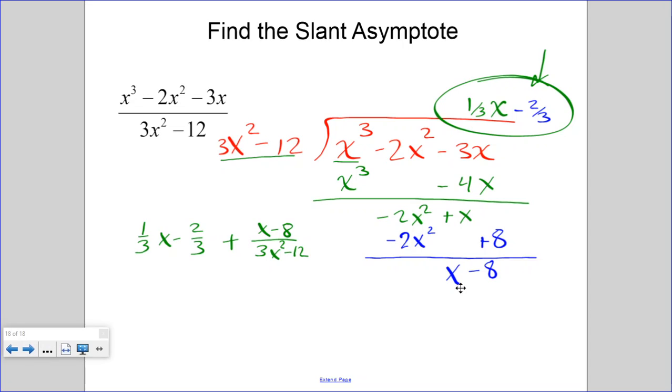Again, your slant asymptote is just the quotient part. But there are certain things where you might want to know what is going on with the remainder. We'll talk about some of those, but they're just kind of some points of interest.